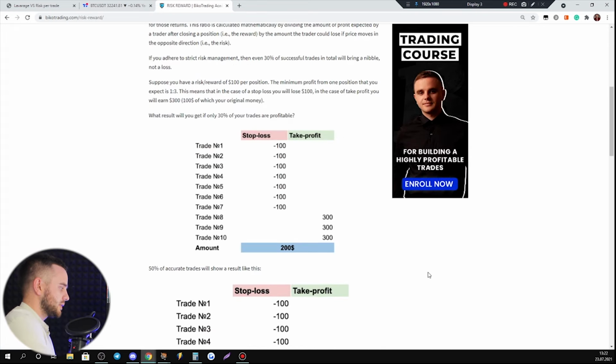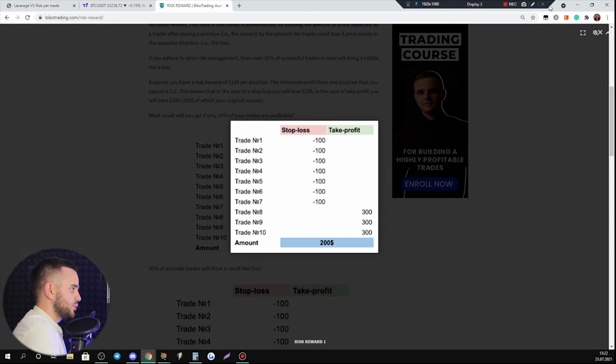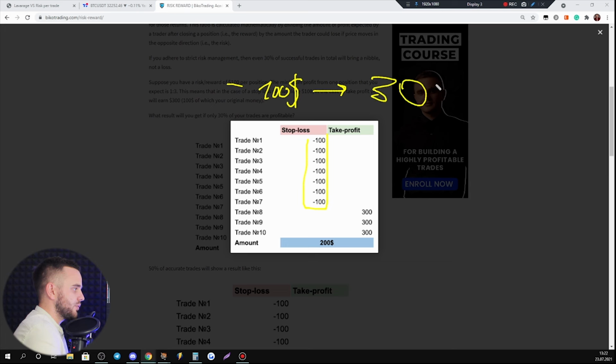What is risk reward? Take a look at this example, my friend. Imagine that you open a trade and you put 100 USD at risk, as we discussed. Risk per trade means that if price hits your stop loss, you lose 100 USD. Imagine that you have 7 stop losses of minus 100 USD, and your potential profit is always 1 to 3. That means if price hits your take profit, you make 300 USD. Imagine that only 3 out of 10 trades hit your take profit, and you still make 200 USD.